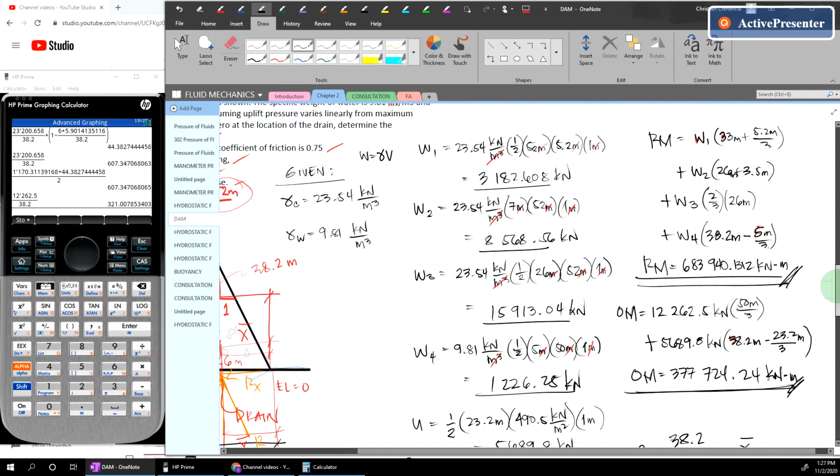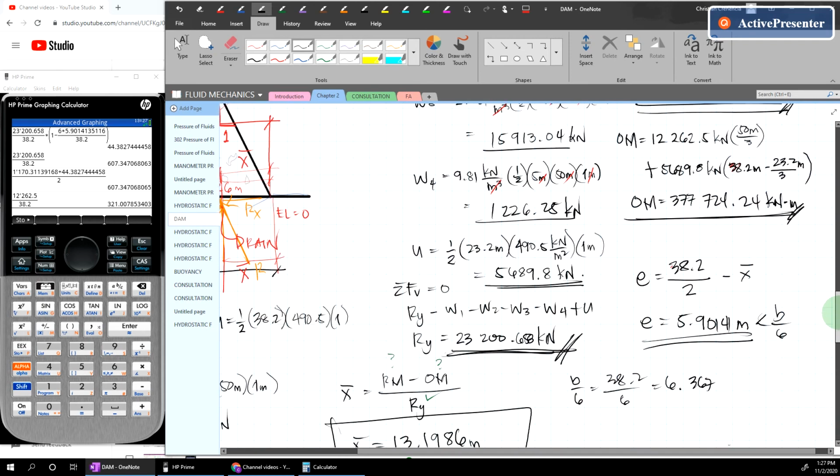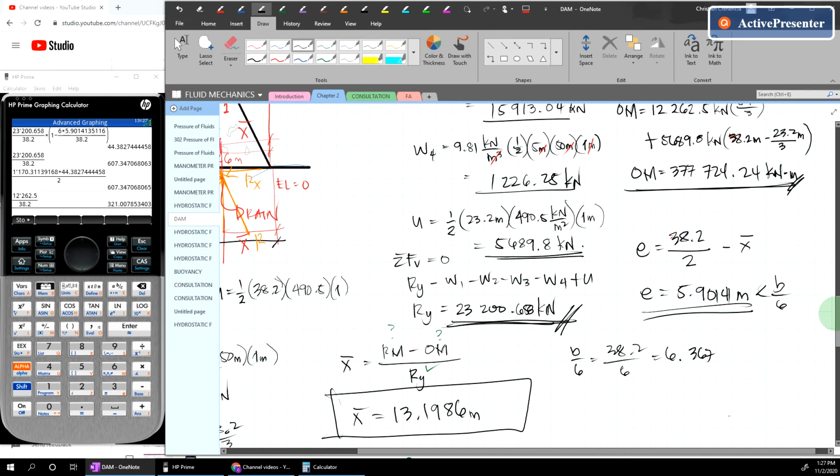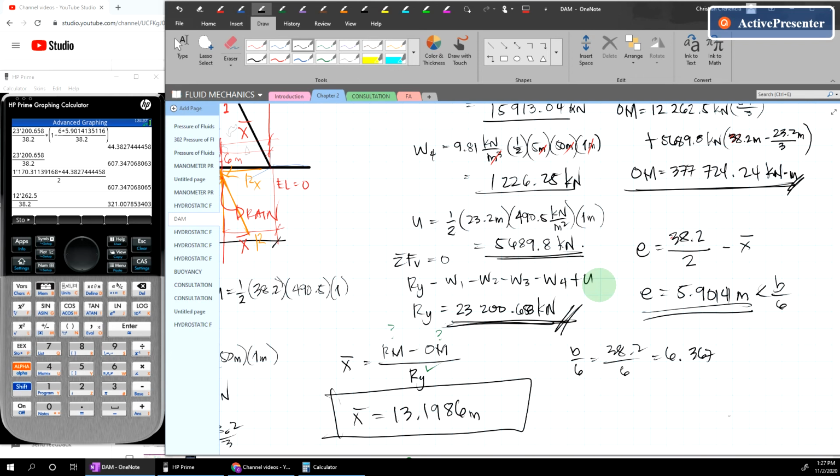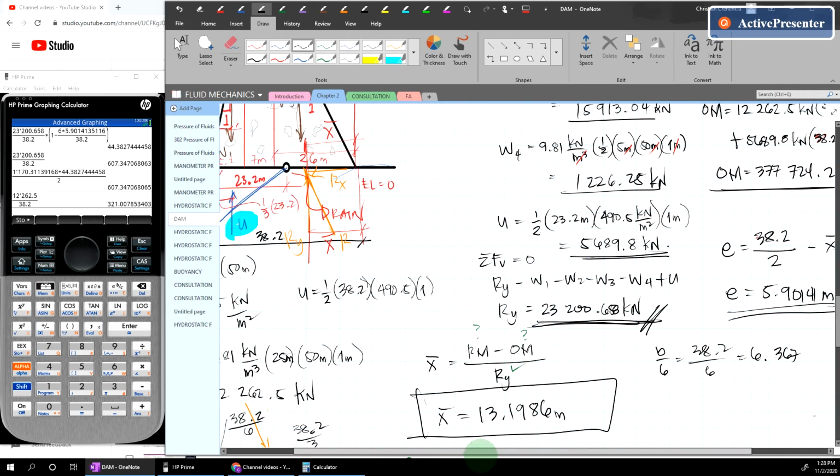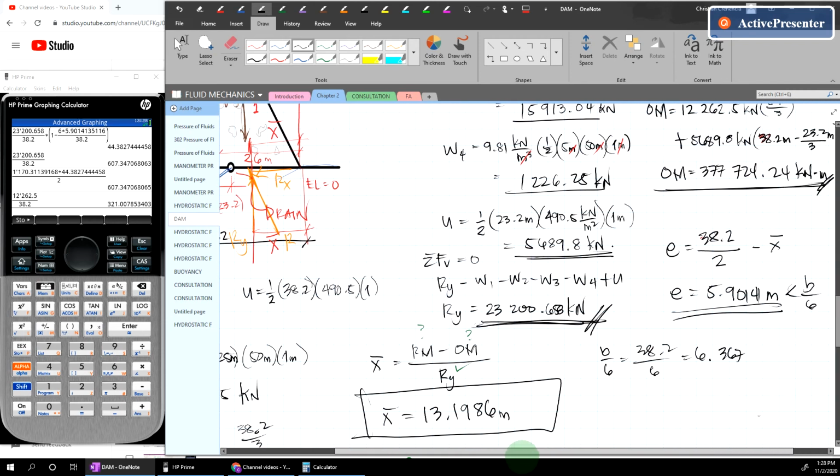Pag nakuha mo na yan, mga yan lang yung mahabang part eh. So, kung mapapansin nyo, madali na yung mga susunod na solution. So, yung RY is yung summation ng lahat ng vertical forces. So, yung mga weight and kasama yung ating uplift force. Okay? So, kapag nakuha mo na yung RY, may righting moment, overturning moment ka na. So, meron ka ng FH. So, yung mga susunod na kailangan mong isolve is madali na lang.